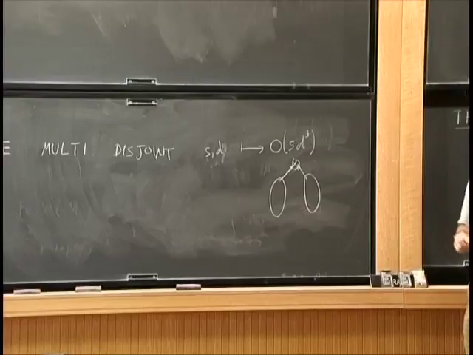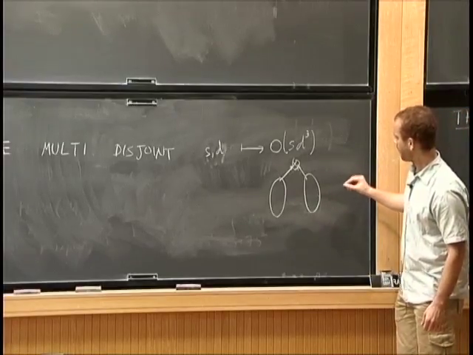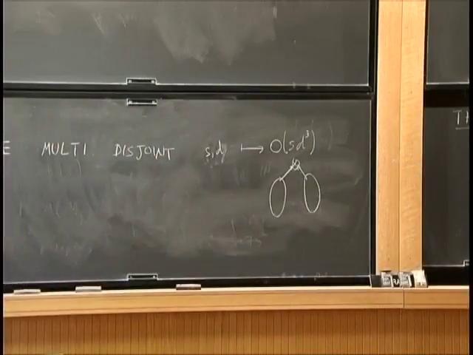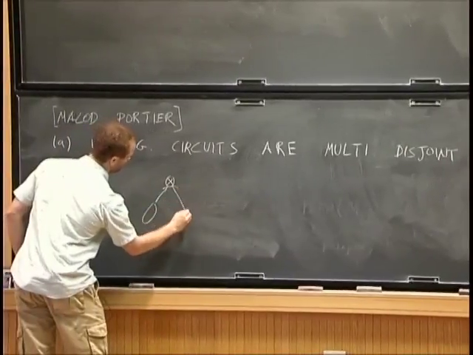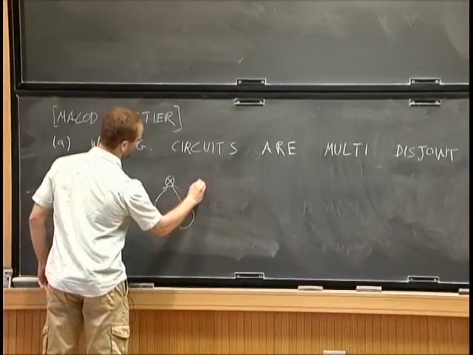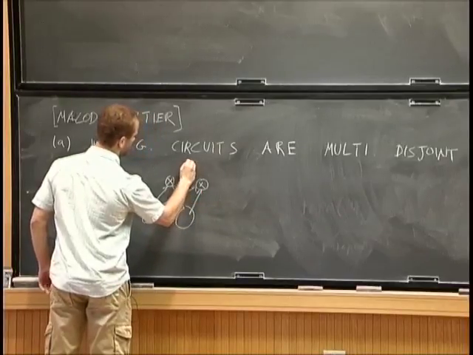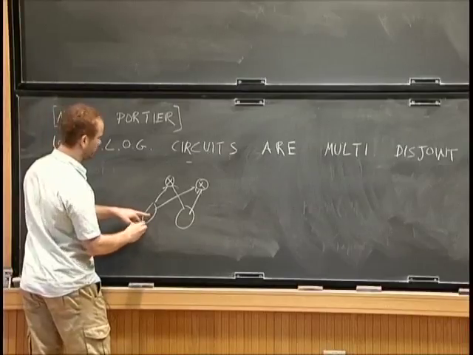Why is it not a formula? Because the general structure of such a circuit will have a product gate, and then another product gate, and so this already makes it not a formula.